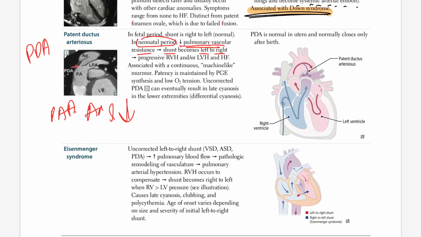And what do we mean by left to right? Instead of the PDA sending fluid from the pulmonary vasculature out into the aorta, now the fluid is going back from the aorta through the patent ductus arteriosus to the pulmonary vessels. And that's what they mean by left to right shunt and reversal. And that would cause what? So this is, let's say, the aorta. So the PDA is here, and more fluid is going to come back to the pulmonary vessels.